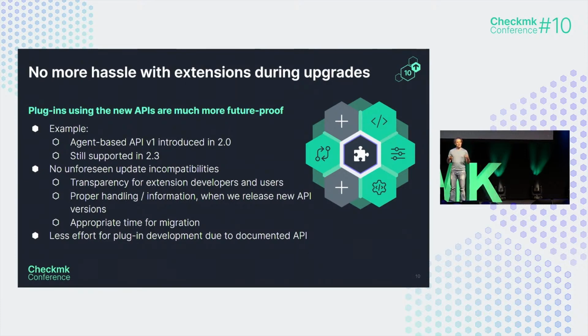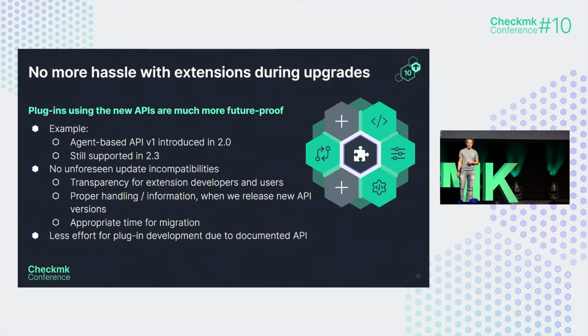However, if we have a well-defined, documented, versioned API, there are no unforeseen update incompatibilities, but they are very much foreseen. And we can tell you in advance, we can have an overlap, we can support the old version for a while, and then you get your time to migrate. And then we can be very specific in what changes and how you need to address that. And we can give you an appropriate time frame for the migration. And also, hopefully, it's less effort to begin with to develop the plugins if you just have resources where it's properly documented how you implement those plugins.